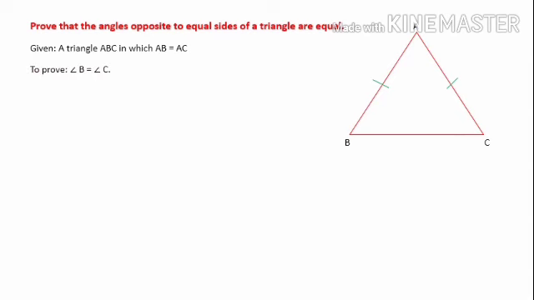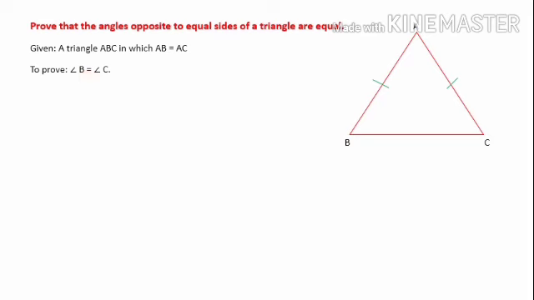What we have to prove is that angles opposite to equal sides are equal. We have already discussed this one. The equal sides are AB and AC. The angle opposite AC is B, and the angle opposite AB is C. That means we have to prove angle B is equal to angle C.